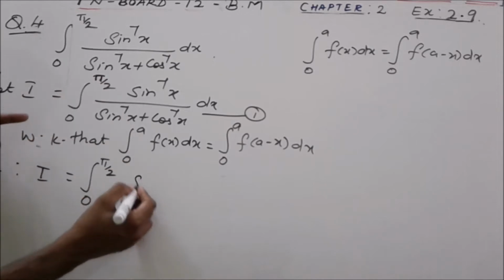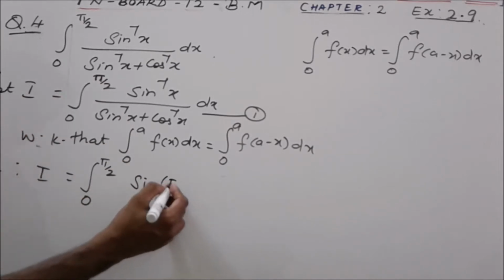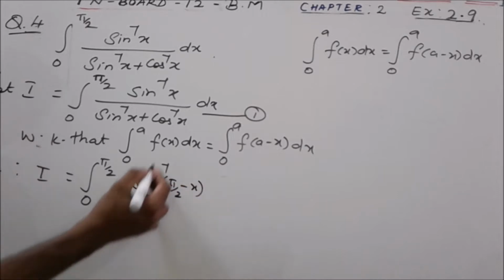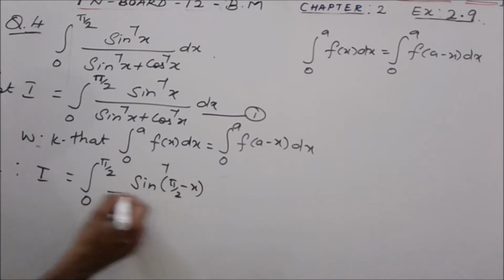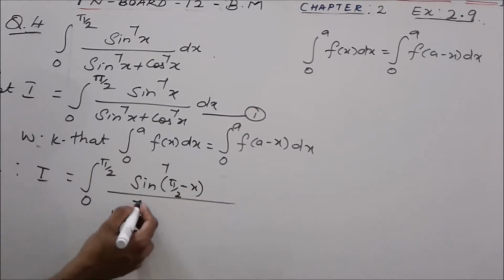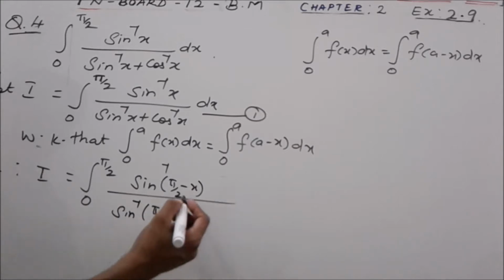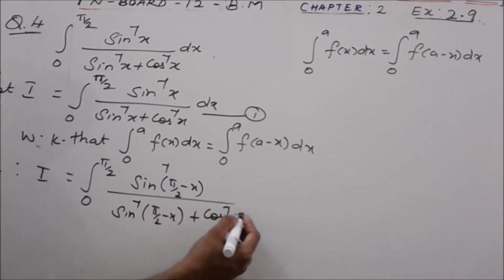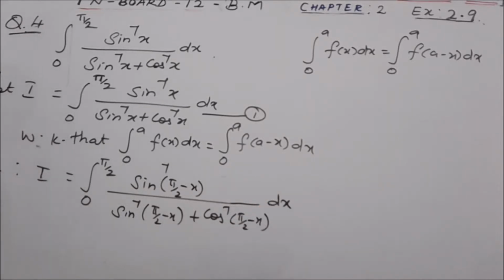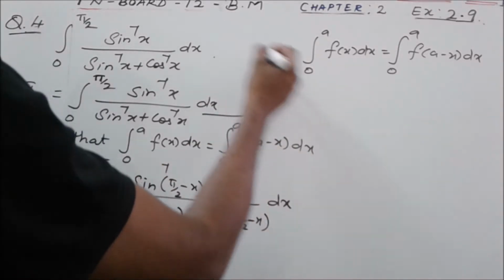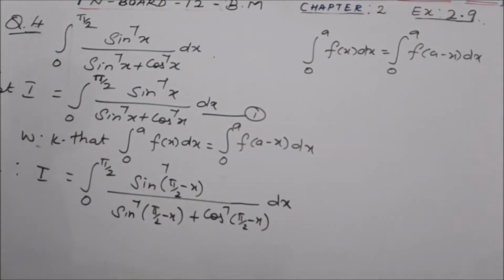So sin^7 of (pi by 2 minus x) divided by sin^7 of (pi by 2 minus x) plus cos^7 of (pi by 2 minus x), into dx. Now also we don't have a formula to integrate this, but we can simplify this. Sin(90 minus theta) is cos theta. Here sin(90 minus x) is cos x.